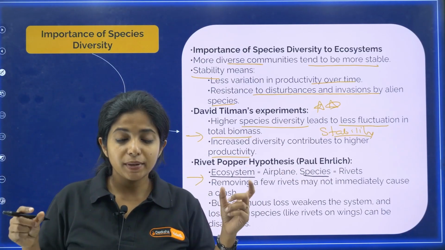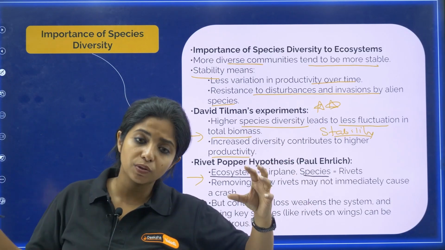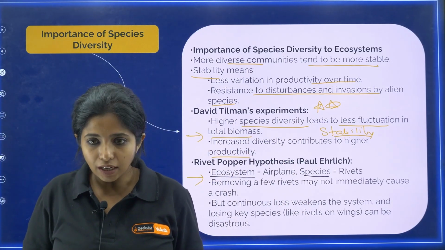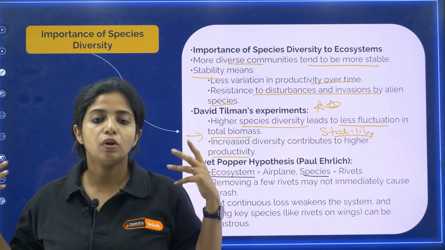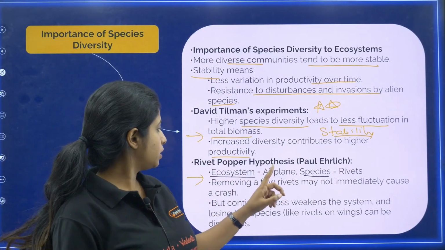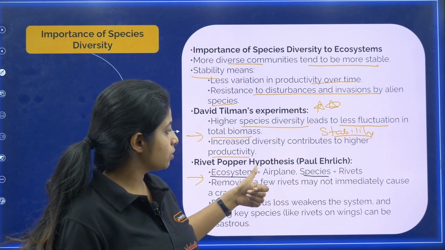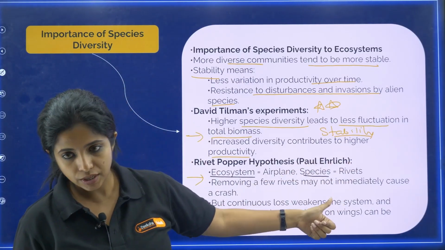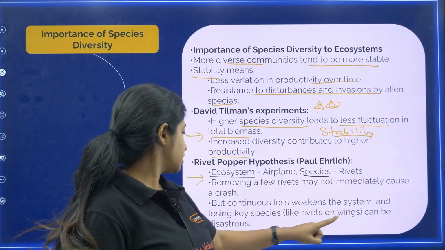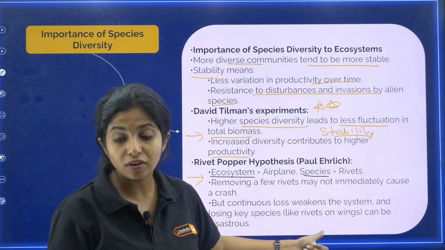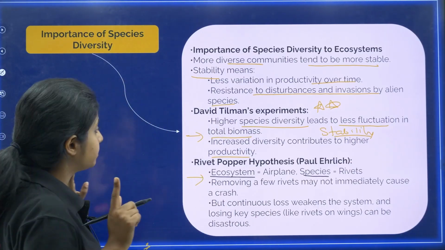What do you mean by that? Basically, the rivets at the wings are the keystone species, the very important species without which the biodiversity is nothing. You get it? So if I remove all those and cause harm, the ecosystem will also collapse just like this. It is known as the rivet popper hypothesis, where ecosystem equals aeroplane and species equals rivets. Removing a few rivets may not immediately cause a crash, but continuous loss weakens the system, and losing key species, the rivets on the wings, can be disastrous. There is going to be a crash.